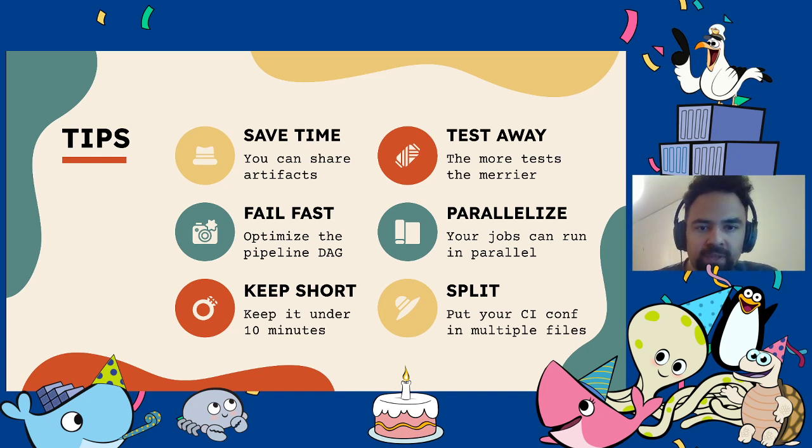And you could split your CI/CD pipeline config into multiple files, so you can have one file for example to build, another for deployment, and so you don't end up with a very huge file that you cannot maintain anymore. So these are a few tips.